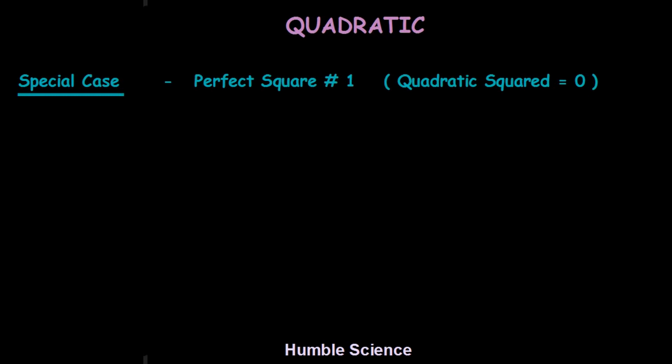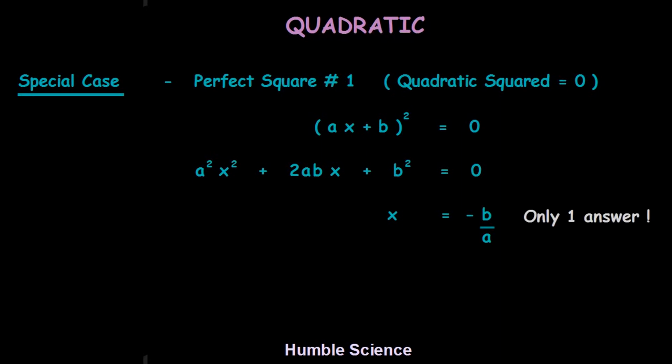Now we will go over some special cases of the quadratic equation. This first case is when we come across a perfect square that is equal to 0. The general form would be (ax plus b) squared equal to 0. a and b are some numbers and x is an unknown. Or it can be in this form: a squared x squared plus 2abx plus b squared equal to 0. In this case, x will be equal to minus b over a. We will have only one answer here for this quadratic.